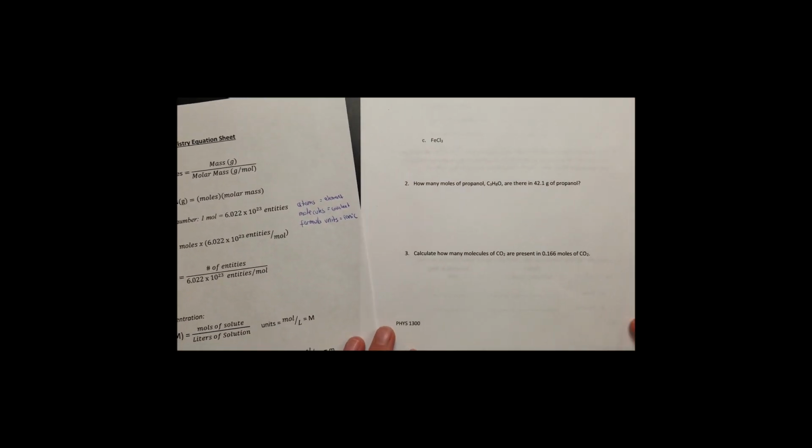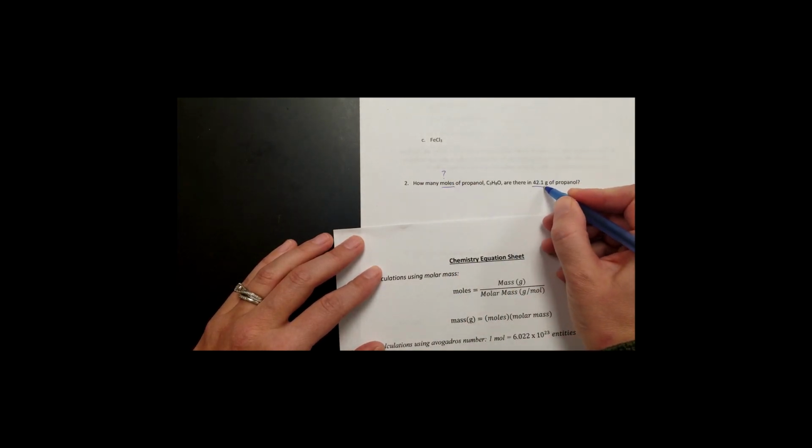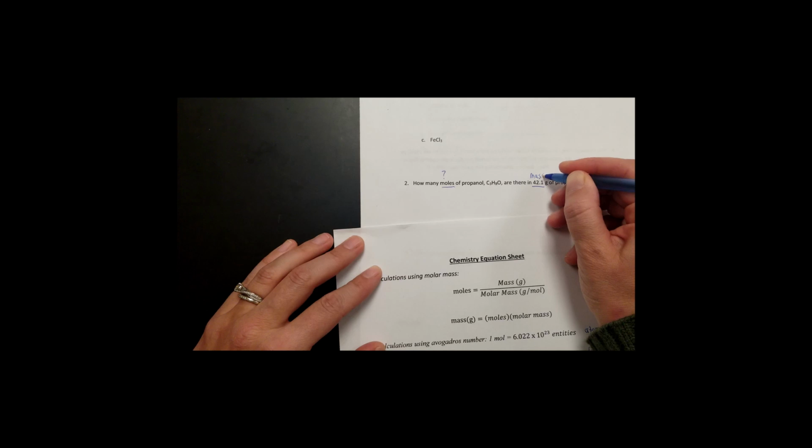So we're going to be looking at number 2 here. How many moles of propanol, and they're given the chemical formula right there, C3H8O, are there in 42.1 grams of propanol? Okay, so we're using this equation sheet to figure it out. So it's asking us to solve for moles. That's the question mark. It's giving us grams, and remember, grams is a mass.